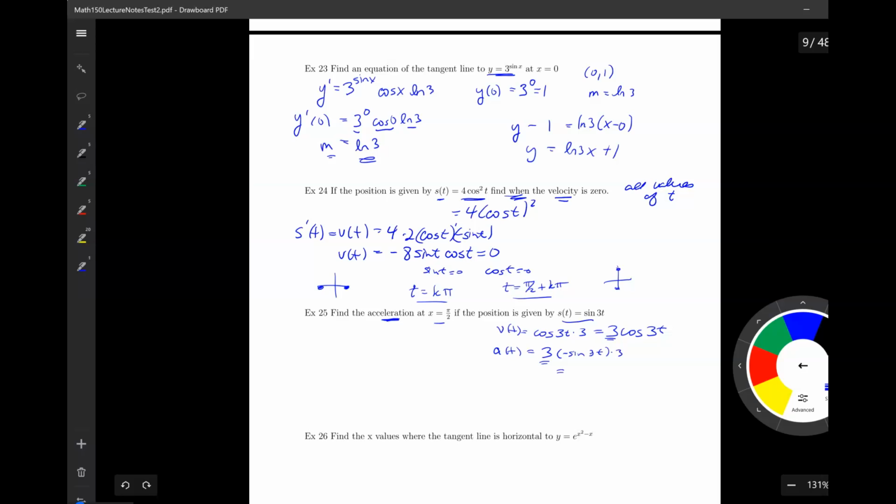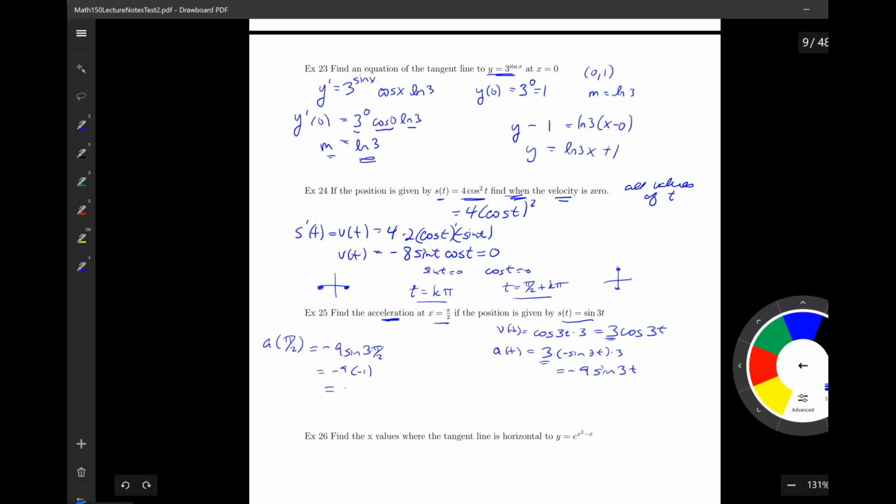I'm being asked to find at pi over 2, so a of pi over 2. So give me negative 9 sine of 3 pi over 2. I know that's negative 1, so I get an acceleration of 9.